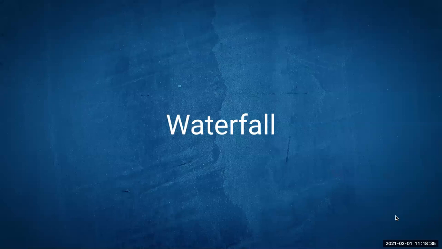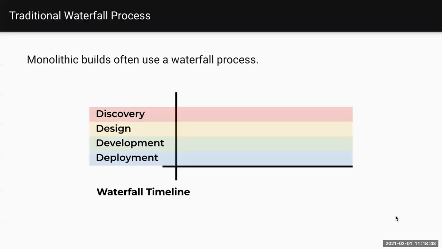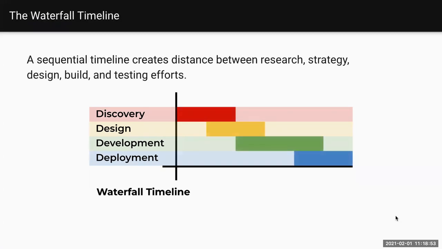So let's step backwards for a second and talk about the traditional story of waterfall. What does that process look like? Well, you already know what this process looks like because you've probably done it a number of times. The traditional process is monolithic. And when we take a look at things on a timeline, it's very sequential. So you'll typically have discovery overlapping with design, overlapping with development, overlapping with deployment. But you'll see there's a disconnect between discovery and development and even design and development.